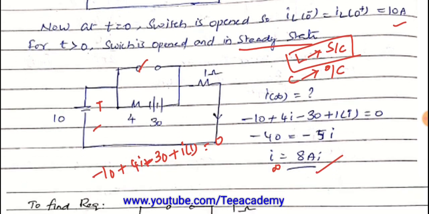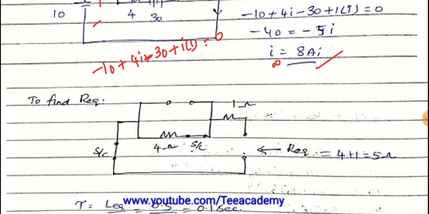Now to find the R equivalent. Why? Because in the substituted equation we need to find the e power minus t by tau, so we need to calculate the tau value. Tau is nothing but L by R or R into C, that is L equivalent by R equivalent, or R equivalent into C equivalent. So either you can consider. The given question asks about an inductor and resistor circuit, so tau will become L by R.